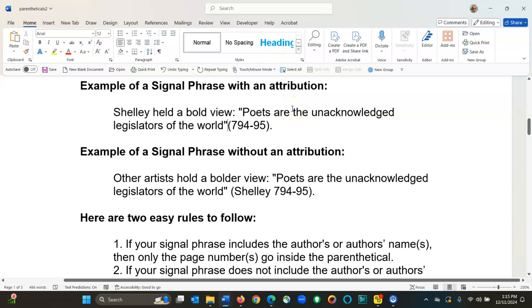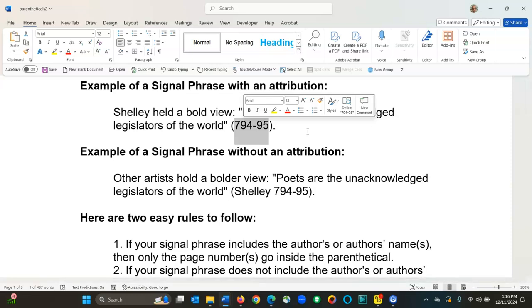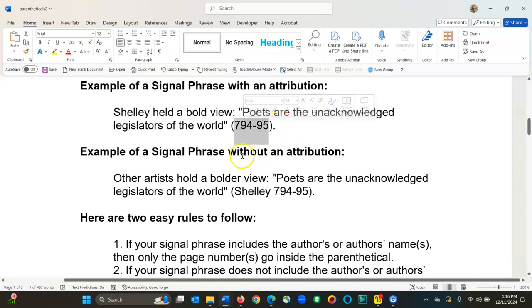It's a little thing, it's minutia, but it signals to your professors that you know what you're doing. Also, we don't have a period after "world," even if there was one in the original source. With periods, we hold them until after we close the parenthetical. Now, the page numbers here, 794-95, mean page 794, page 795. Obviously, that short little quote started on one page and spilled over to the other. Normally, you would probably just have one page number.